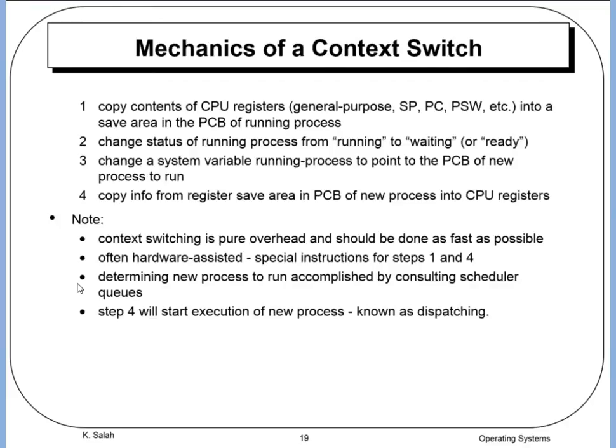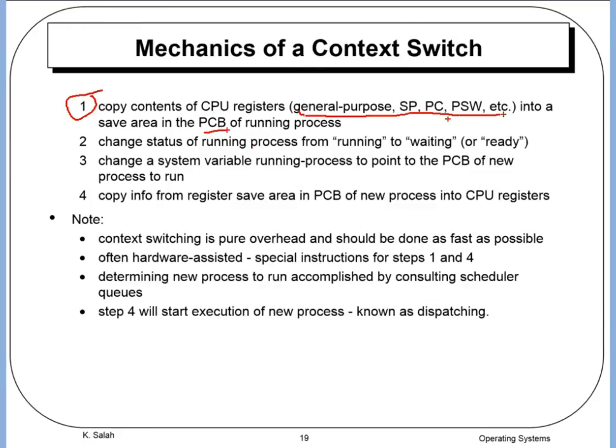On the next slide, what really happens when we do a context switch? What are the mechanics of a context switch? What we do is as follows. A process is running, so what we need to do first is to copy its contents. Remember, we have the contents of the CPU registers that were pushed on the stack because an interrupt happened, a software interrupt or a hardware interrupt. So the first thing we do is copy this content from the stack and save it in the PCB.